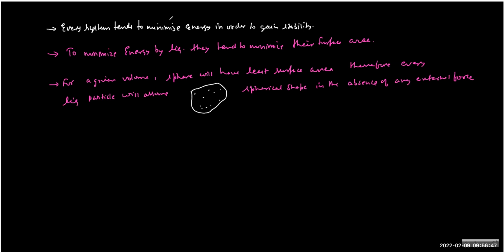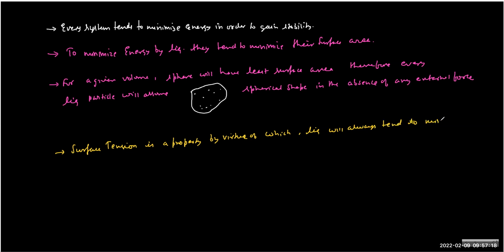So what you can say? Surface tension is a property by virtue of which a liquid will always tend to minimize its surface area. So this is the natural shrinking ability.